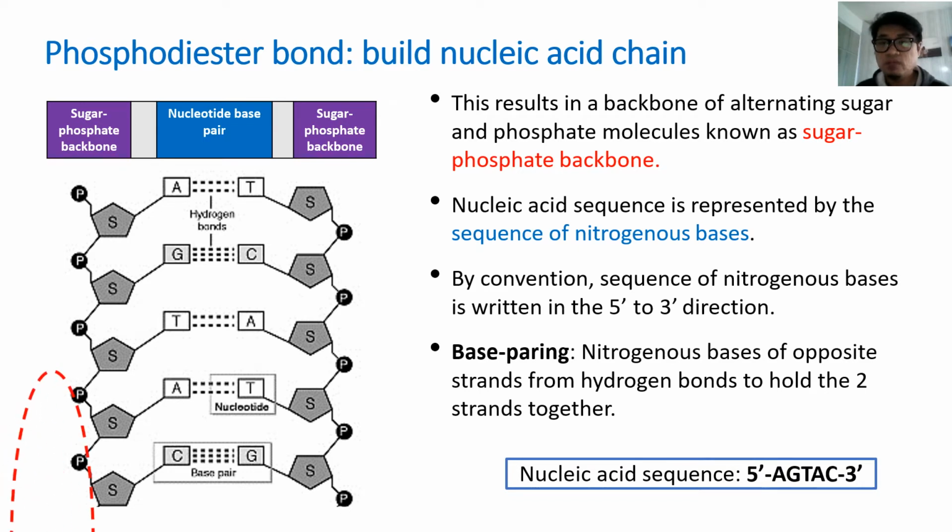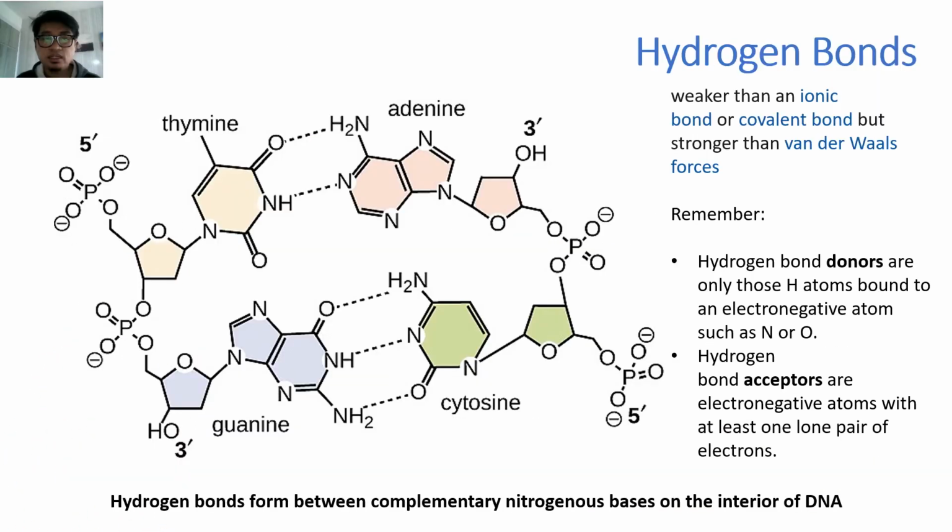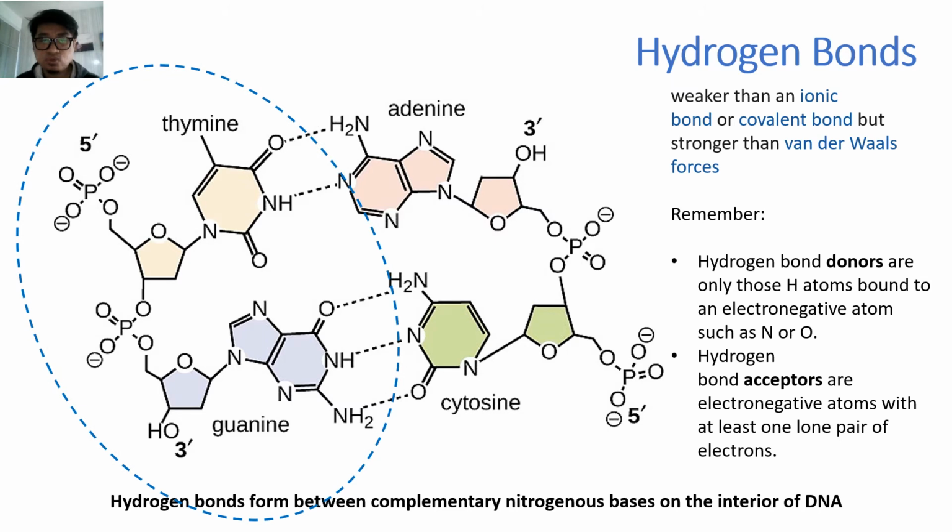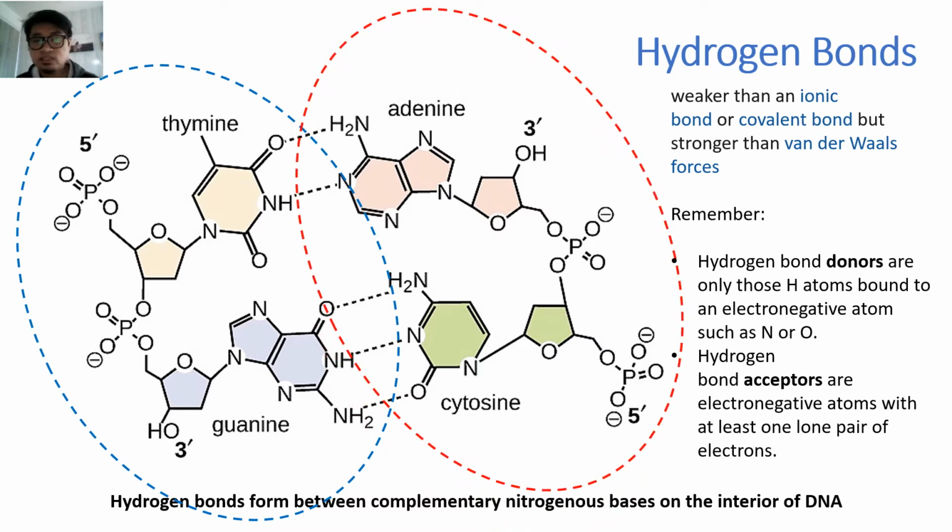So now we go to the next slide. That's the hydrogen bonds. As you can see from this image, there are two strands here. The first strand is in blue color. There's a thymine nucleotide, and the other ones are guanine, adenine and cytosine.